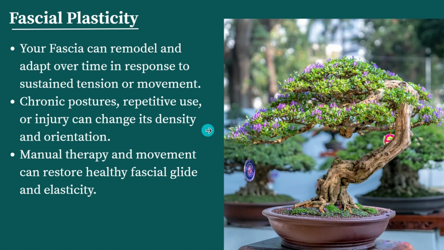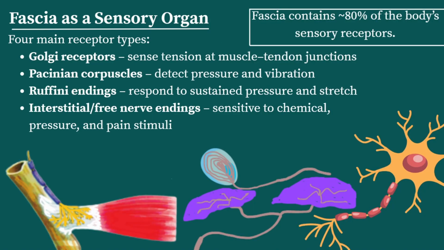So chronic postures, repetitive use, or injury can change the density and orientation of fascia. So our job is to help to restore the proper shape of our clients' bodies through manipulating fascia. And finally, really important about fascia is that it is a sensory organ. 80% of the body's sensory receptors live in the fascia. That is a really cool thing.